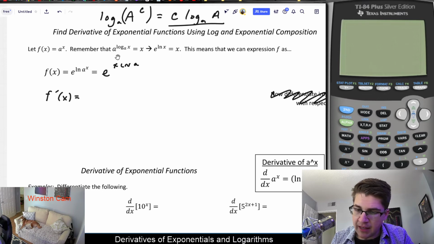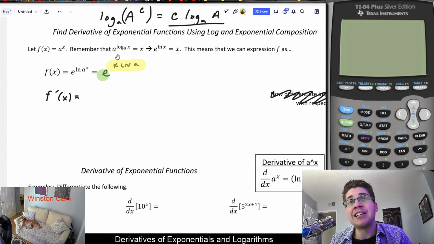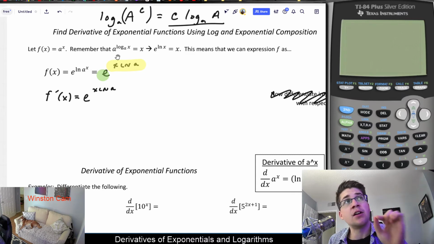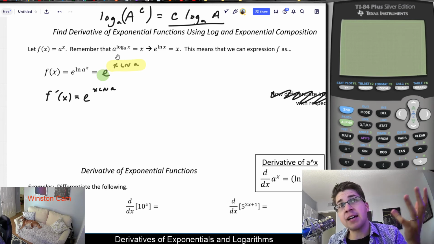So on the inside we have x ln a, and on the outside we have e. If we're going to take a derivative, we need to take the derivative of the outside. The derivative of e to the x is e to the x. Since I have e to the x ln a, we leave the inside alone as we take the derivative of the outside. The derivative of e to the x, nothing changes.